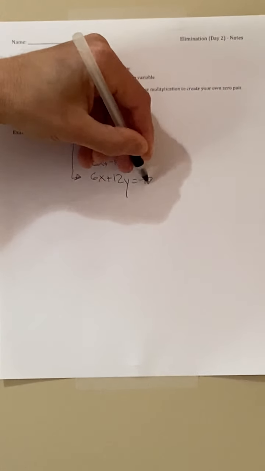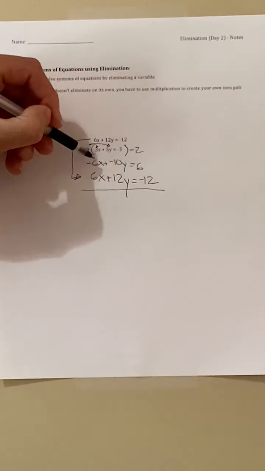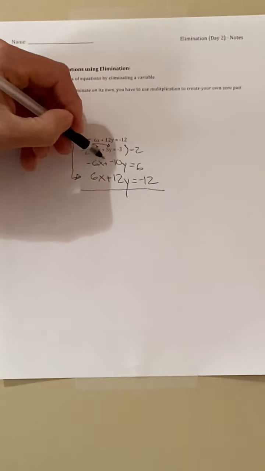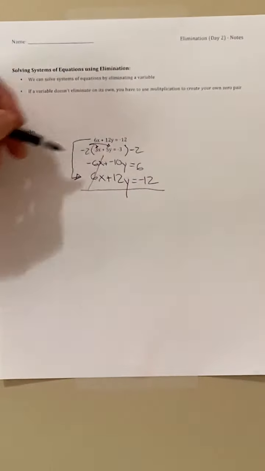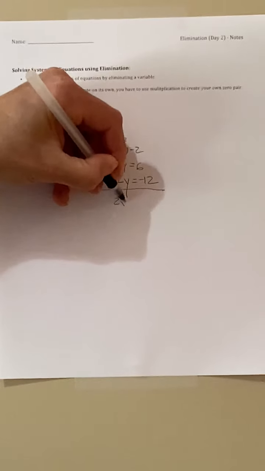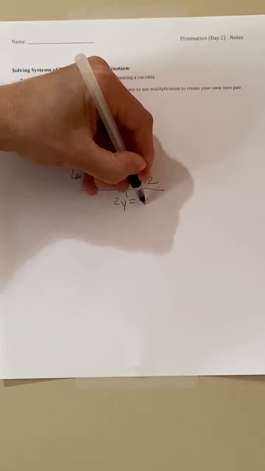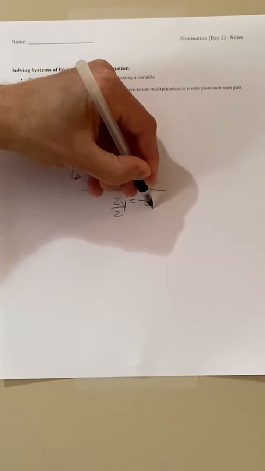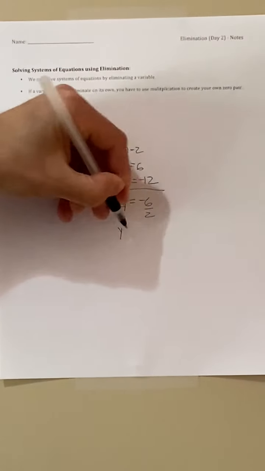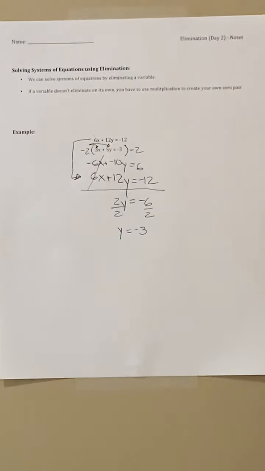6x plus 12y equals negative 12. Now I can add my two equations together. And now we see that my x's form a zero pair and cancel out. On y, I have negative 10y plus 12y. That gives me 2y equals 6 plus negative 12 is negative 6. Divide through by 2, and I get y is equal to negative 3.